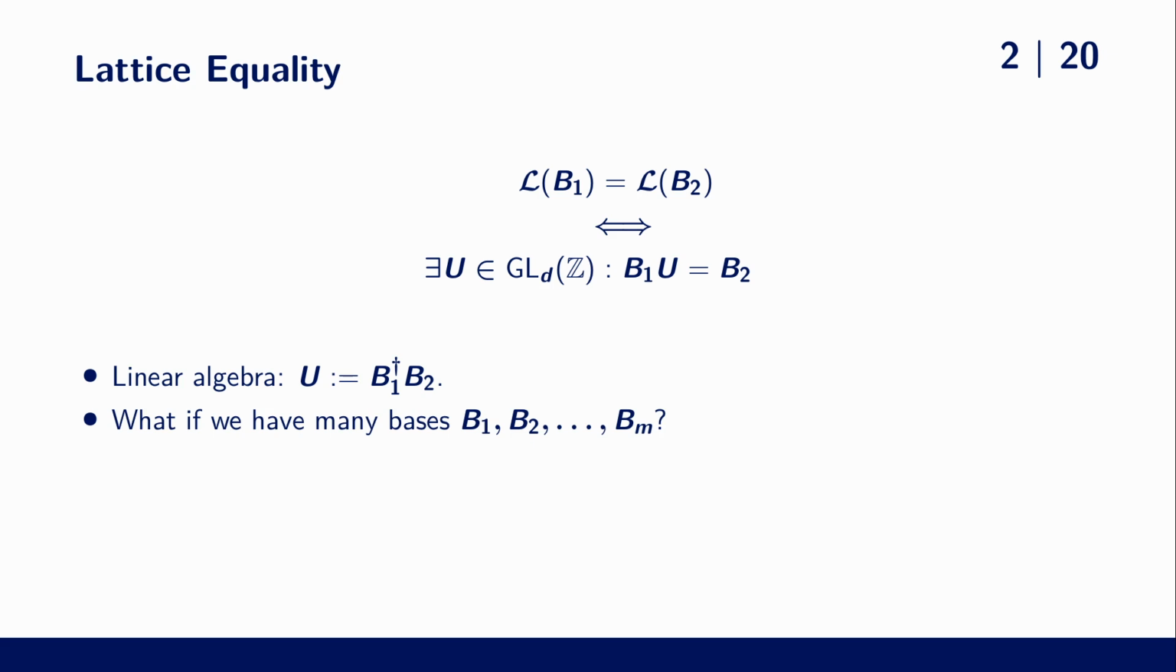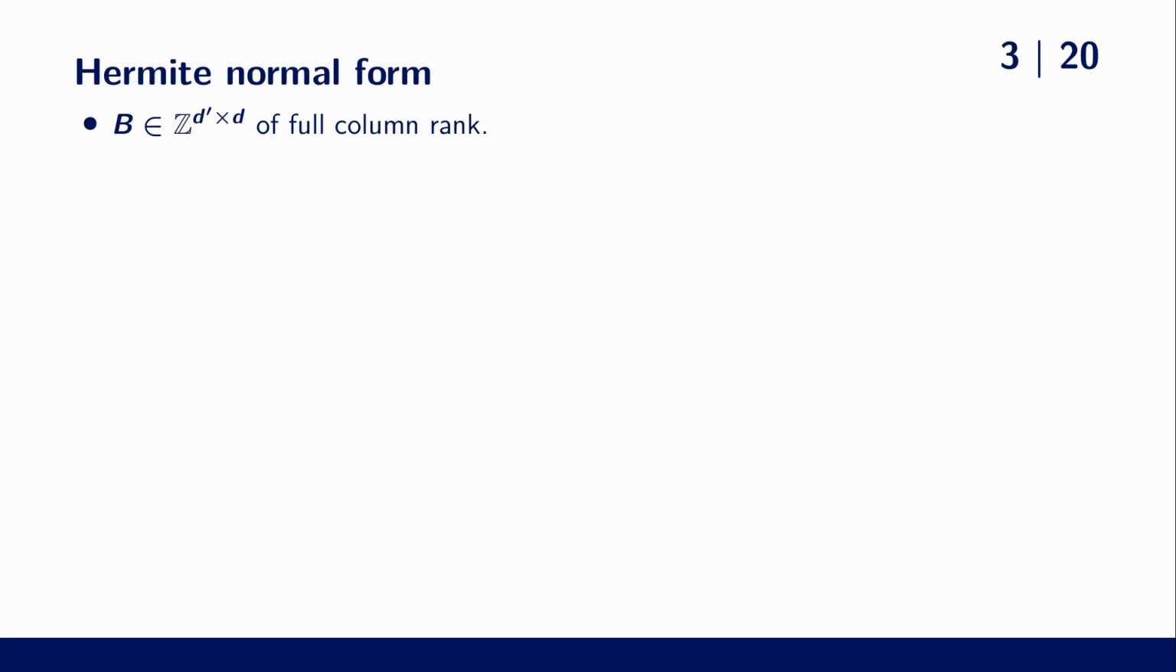But what if you have many bases? So B1 until Bm, for m maybe a million or a billion. Then we have to do m squared pairwise checks in the worst case. This might be unfeasible. So to solve this, we look at the Hermite normal form.